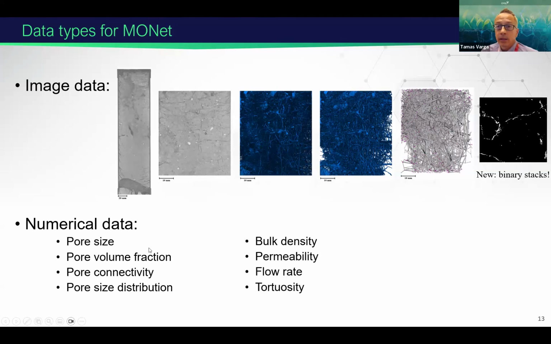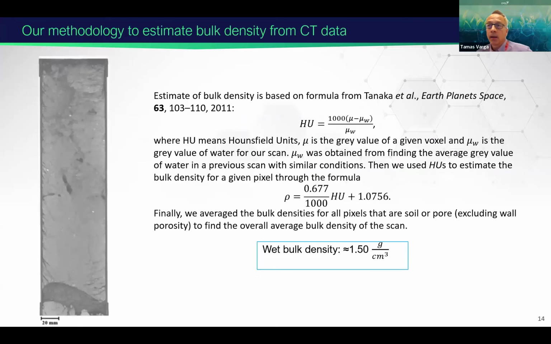And then these are the numerical data that Billy will talk about in detail: pore size, pore volume fraction, connectivity, bulk density, permeability, flow rate, and tortuosity that we can all define for you as well. And then for the bulk density, obviously it's an estimation based on the images using the Hounsfield units, which is the grayscale intensity basically.